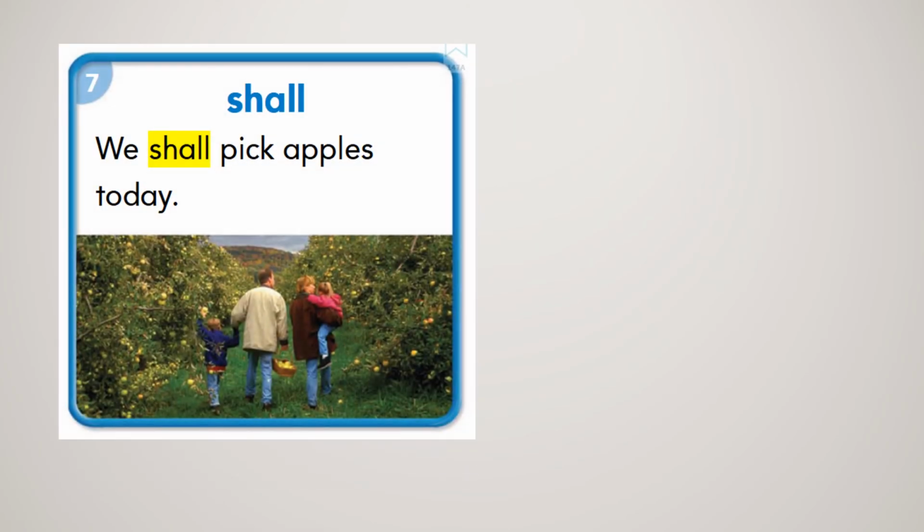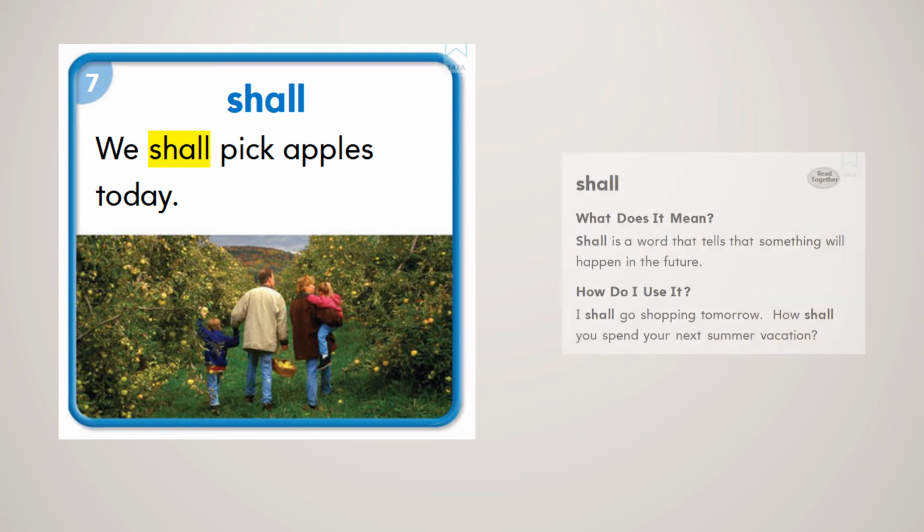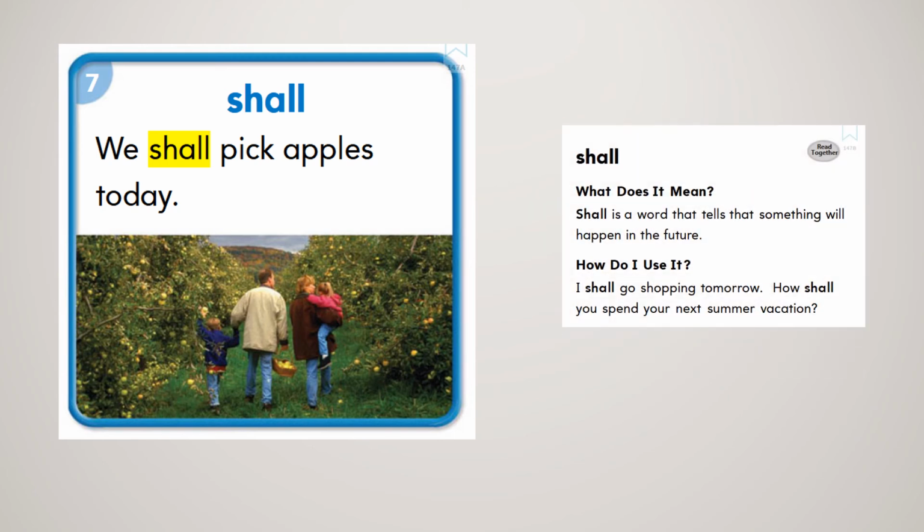Let's look at the next word. Shall. We shall pick apples today. What does it mean? Shall is a word that tells that something will happen in the future. How do I use it? I shall go shopping tomorrow. Or, how shall you spend your next summer vacation?